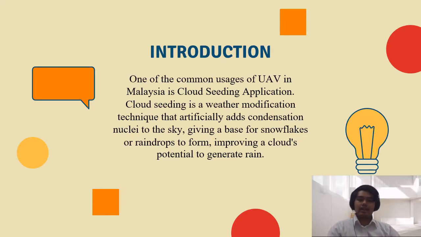Next, let's look at the introduction of this project. One of the common usages of UAV in Malaysia is cloud seeding application. Cloud seeding is a weather modification technique that artificially adds condensation nuclei to the sky, giving a base for snowflakes or raindrops to form, improving a cloud's potential to generate rain. This way, it can help Malaysia to avoid drought and water supply problems when there has been no rain for a few days or weeks.